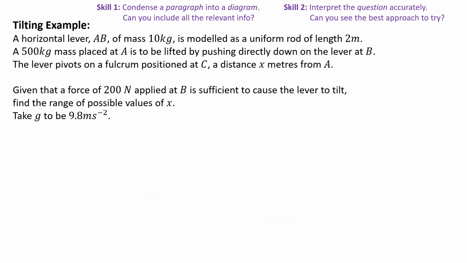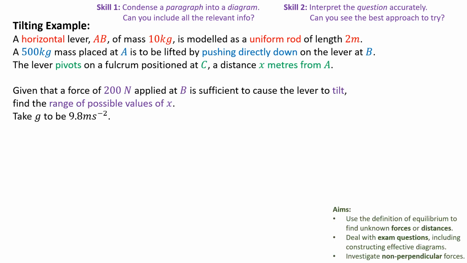Okay, let's take a look at this question piece by piece. I'm going to start by color coding some key phrases within this question. To begin with, let's take a look at what we can say from the stuff in red. Horizontal lever, so we're going to draw ourselves a horizontal line. AB, so we label the ends A and B. The mass is 10 kilograms and it's a uniform rod of length 2 meters.